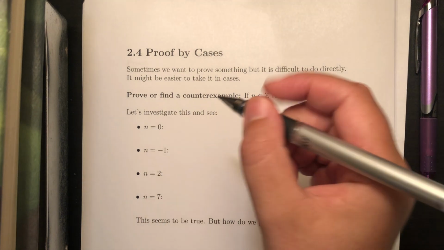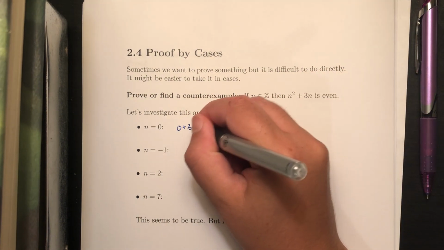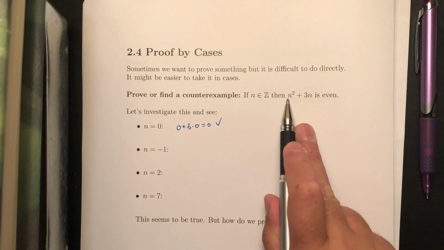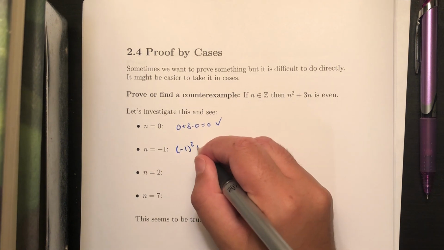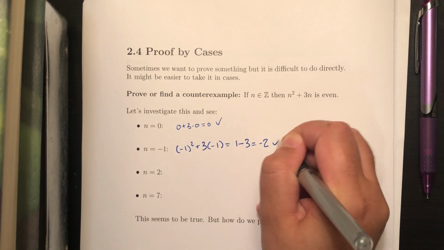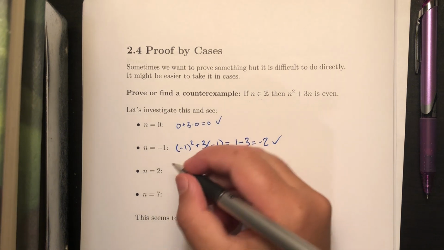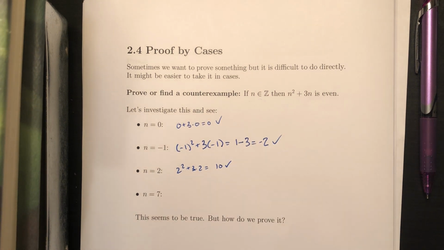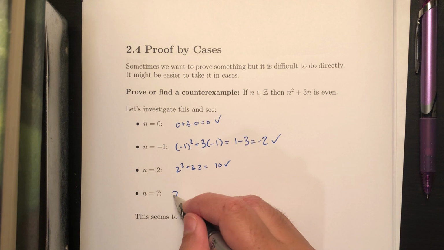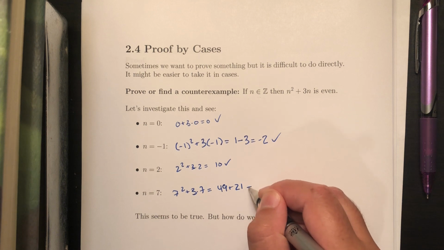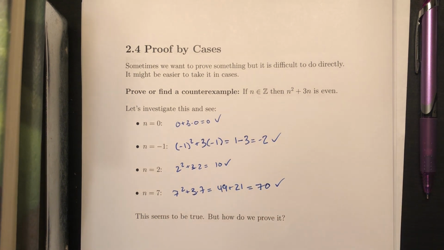When n is 0, n squared plus 3n would be 0 plus 3 times 0, which is 0, which is even. If n is equal to negative 1, then this expression would be negative 1 squared plus 3 times negative 1, which is 1 minus 3, which is negative 2, which is even. If I tried n equals 2, I'd get 2 squared plus 3 times 2, 4 plus 6, which is 10, which is even. If I tried 7, I'll get 7 squared plus 3 times 7, that's 49 plus 21, which is 70, which is also even. So I haven't been able to find a counterexample yet, so it seems to be true.